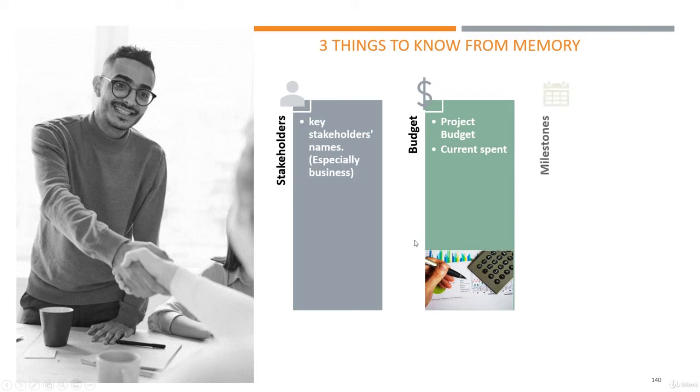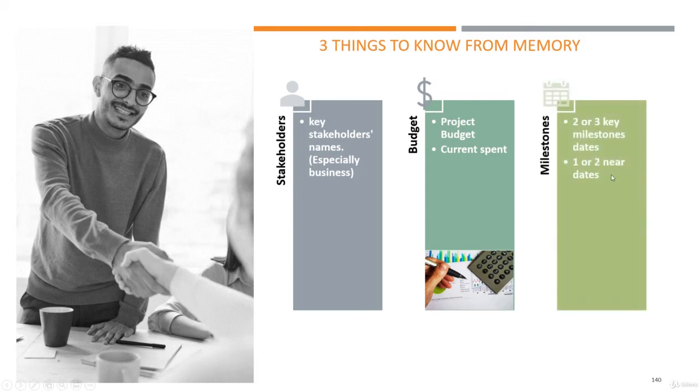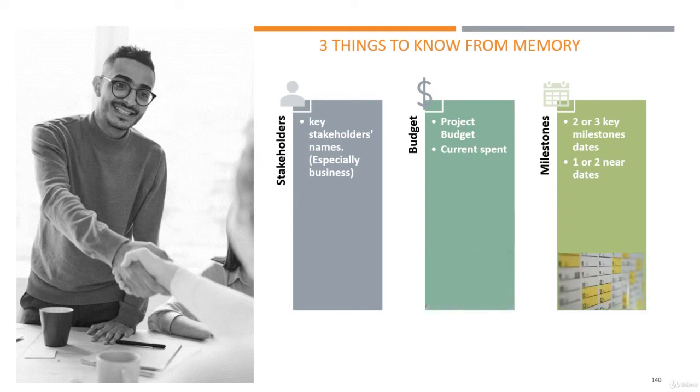And the last one, milestones. You might have guessed that already, but same scenario. You see someone from the business, even if they are not involved in the project, and they ask you when this will be going live, and you say, well, somewhere around April, it doesn't look good. So what I have here is, you should know 2 or 3 key milestones and 1 or 2 near dates.